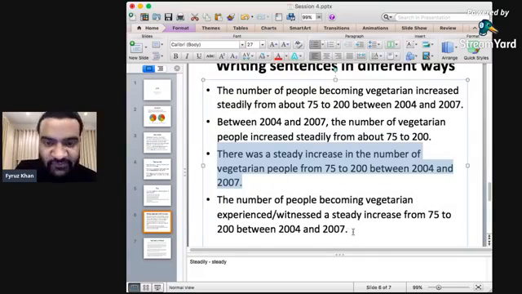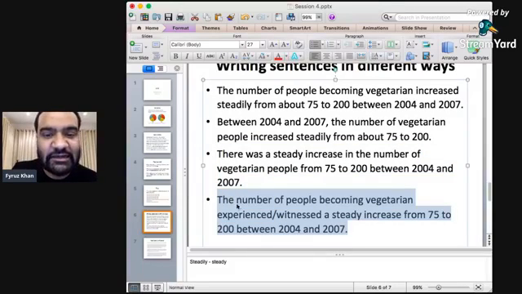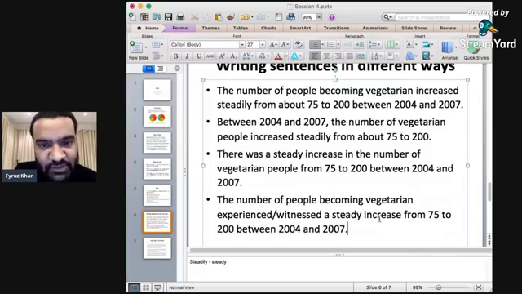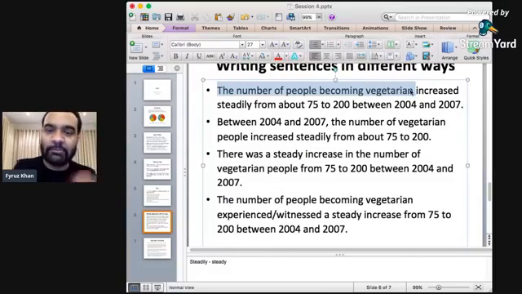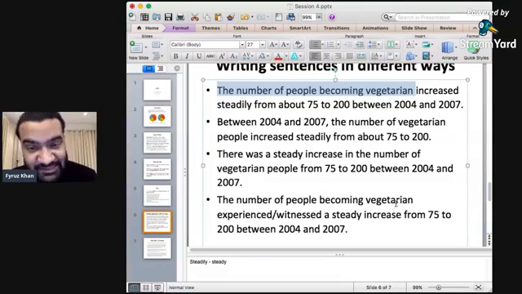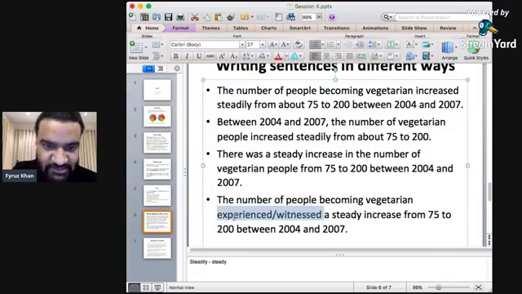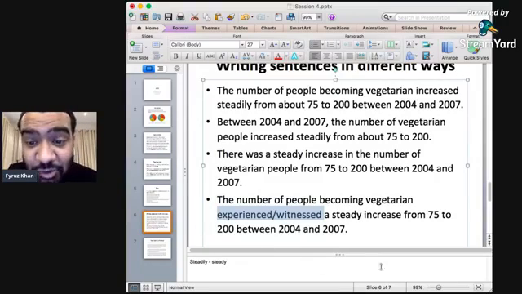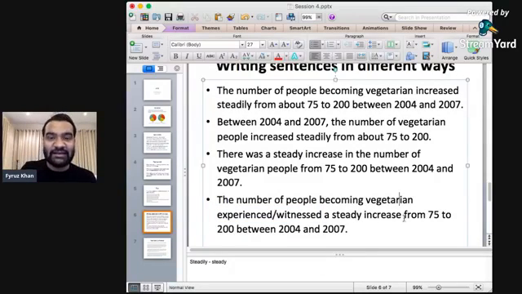The last one, the fourth variation, is the number of people becoming vegetarian. So it remains the same as the first sentence. The number of people becoming vegetarian experienced or witnessed. See, I'm using a good vocabulary. Experienced or witnessed a steady increase from 75 to 200 between 2004 and 2007.